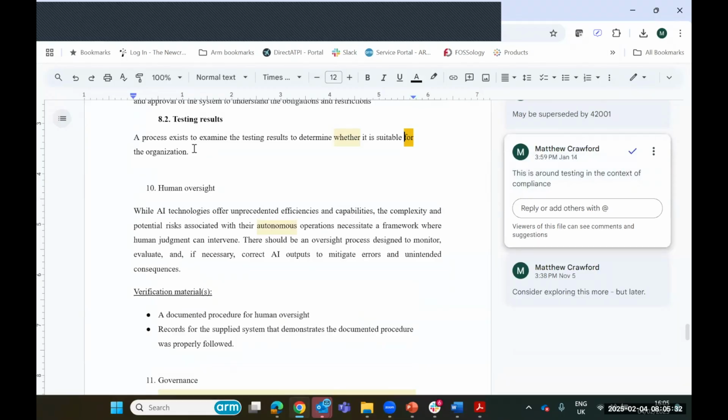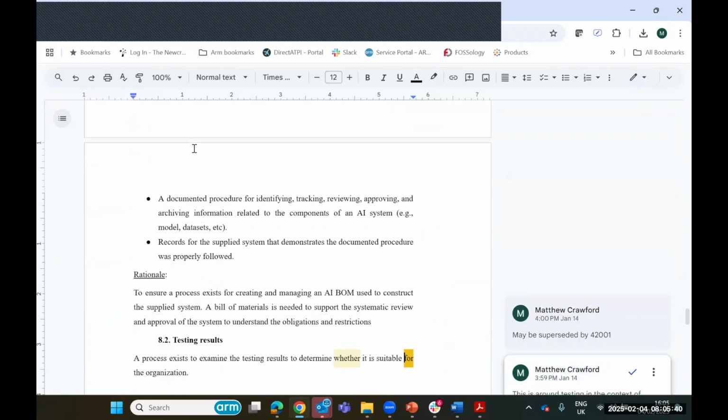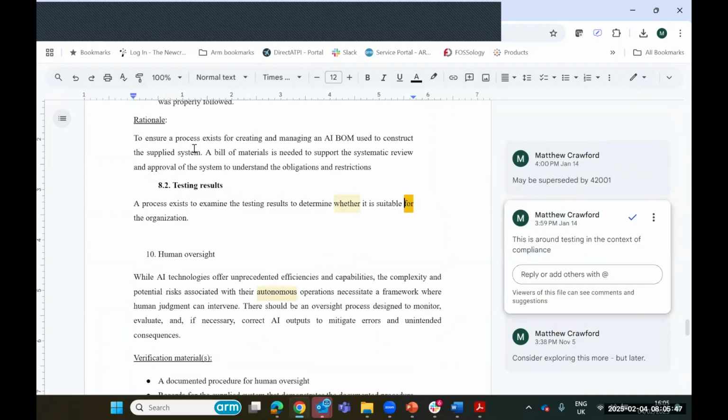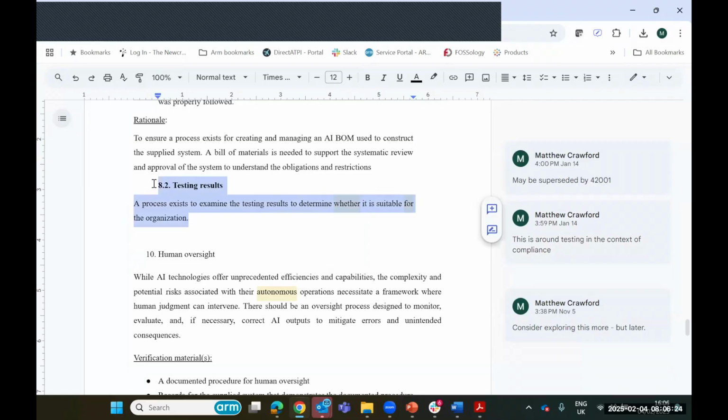Testing results: a process exists to examine the testing results and determine whether it's suitable for the organization. I think this is way out of context now. Originally, when we started this, we didn't know whether we were just going to focus on an AI bill of materials or more related topics around AI. This is about the testing results of the AI model, that we should ensure we have a process in place to examine the results. I do feel as though this has gone out of the context of compliance. I'm going to remove that.